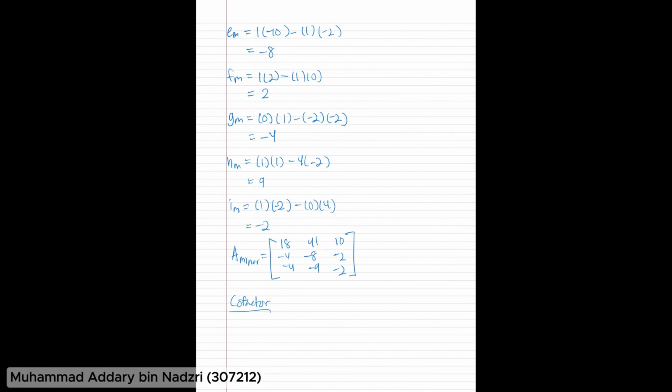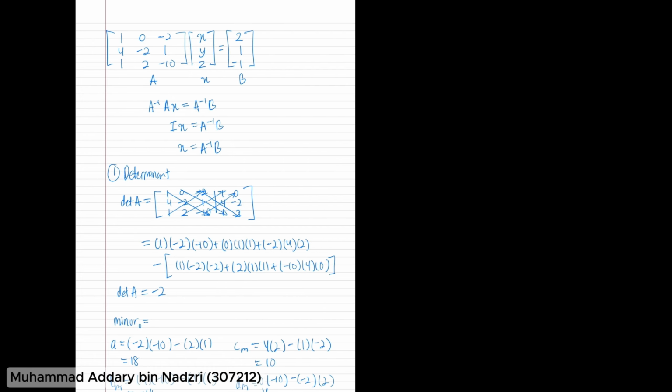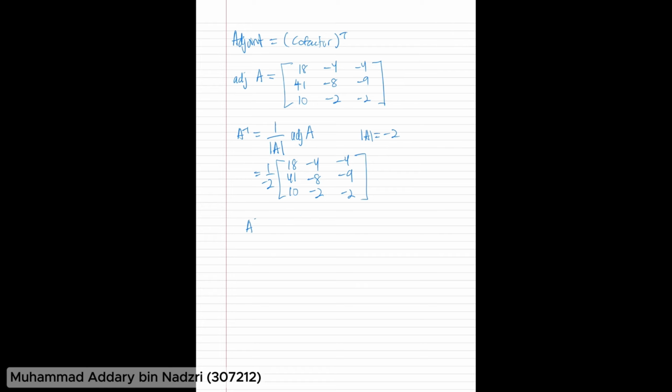Actually, add a negative to these elements. So our cofactor for A will equal to, now after having the cofactor, we are going to find the adjoint. So the adjoint for A, now the way we get our inverse is actually with 1 over the determinant times with the adjoint of A. So 1 over -2 times with, so our A minor will result.